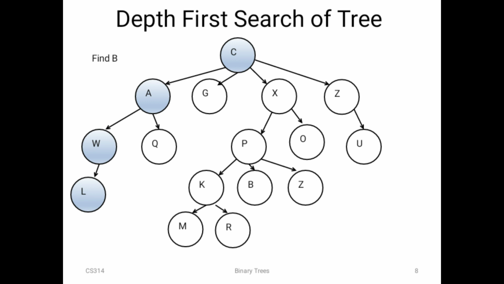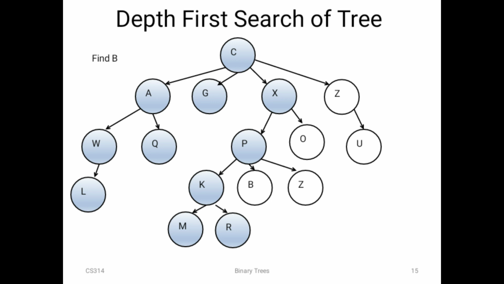From vertex A, there is one unvisited vertex, that is Q. Visit Q, and there are no more vertices to be visited, so move back to vertex C. From C, there is unvisited vertex G. Visit it. Then from G, there are no more vertices to be visited, so go back to C, and from C you have X, visit it. Then you have P, visit it. Then you have K, visit it. Then K to M, visit it. Then back to K, and from K to R.